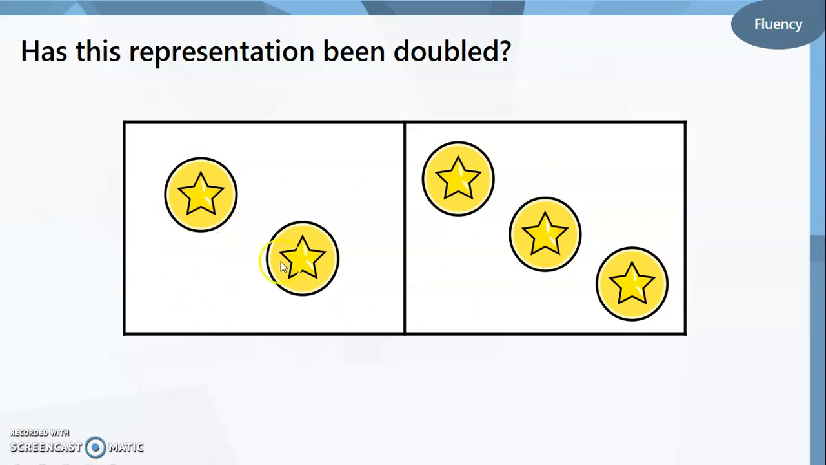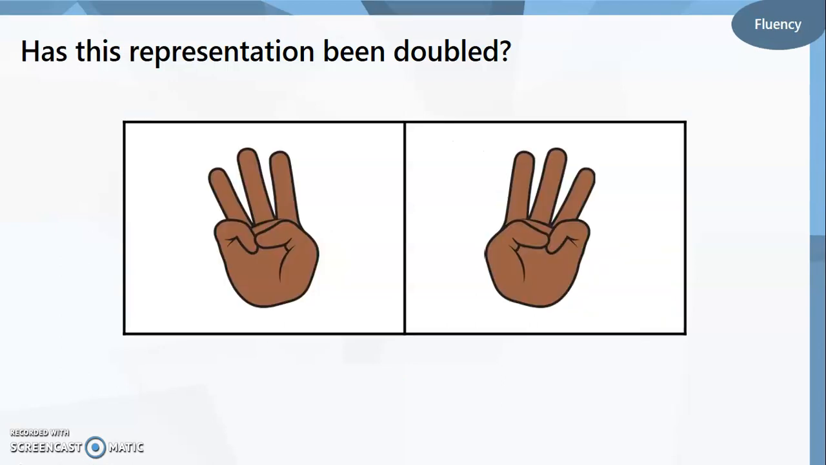And again, this isn't showing doubling. We should have 3 in each box to show there's a 3 and a 3. 2 lots of 3, double 3. Now this one does show doubling. So have a think what double 3 would be. Both hands are showing 3 fingers. Double 3 would be 6.